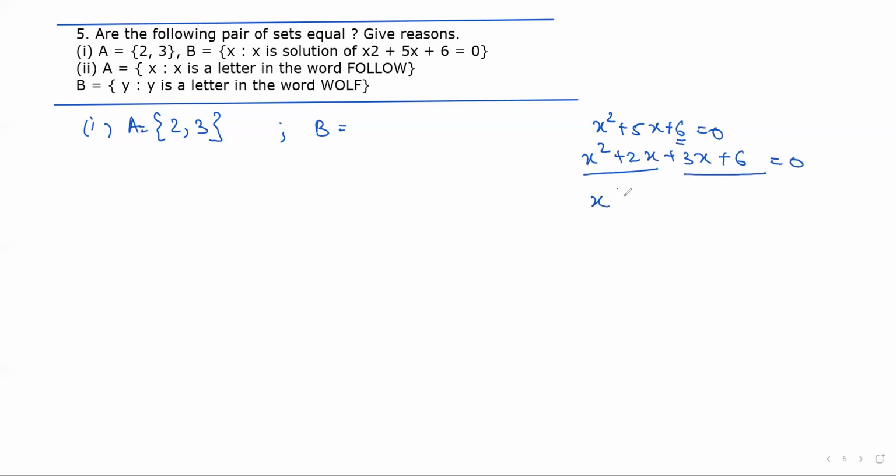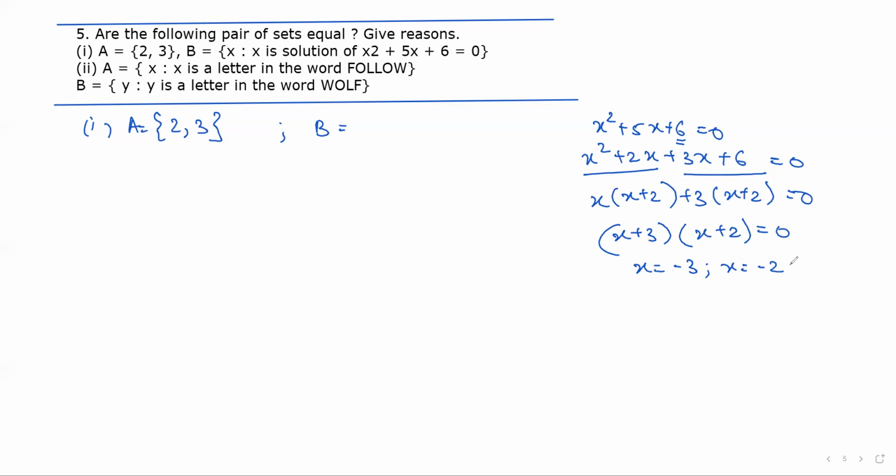(x + 2)(x + 3) = 0, which means x = -3 or x = -2. As you can see, the elements here would be -2, -3. By default, these two are not equal. A and B are not equal. Therefore, A will not be equal to B.